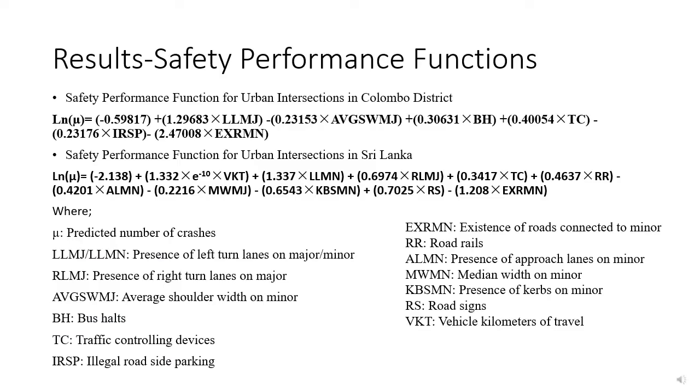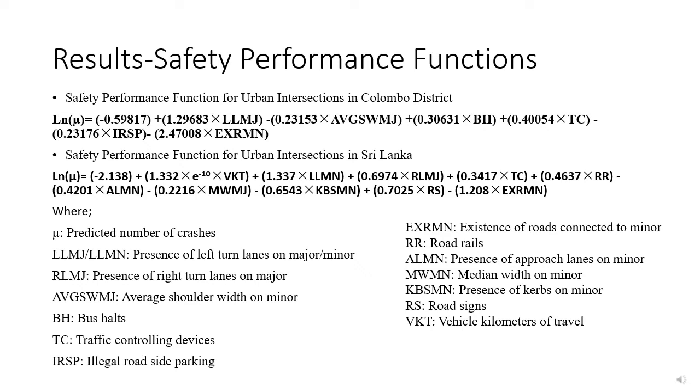Results of task number 2. These are the developed safety performance functions for Colombo and Sri Lanka. Out of 35 geometric variables, only 6 variables were found statistically significant in the Colombo District safety performance function. Those variables are presence of left turn lanes on major leg, average shoulder width of major leg, presence of bus halting places, traffic controlling devices, illegal roadside parking and roads connected to minor leg.